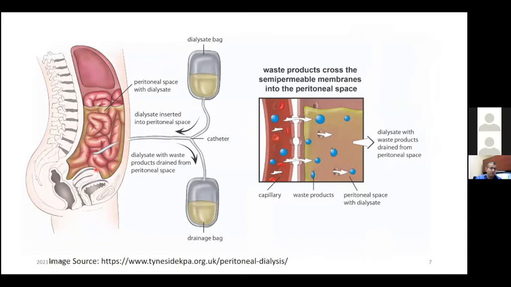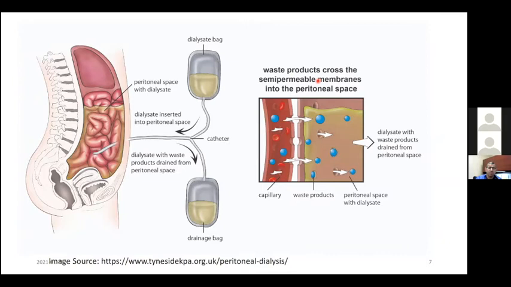As you can see, the fluid is filled up here, and then the fluid comes out. What happens when the fluid goes in? When the fluid goes in, an exchange takes place. And this is what the diagram is showing: the waste product crosses the semipermeable membrane into the peritoneal space.